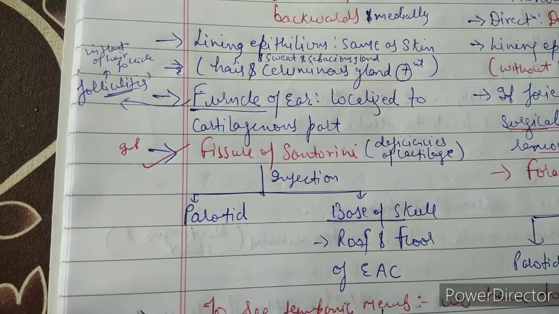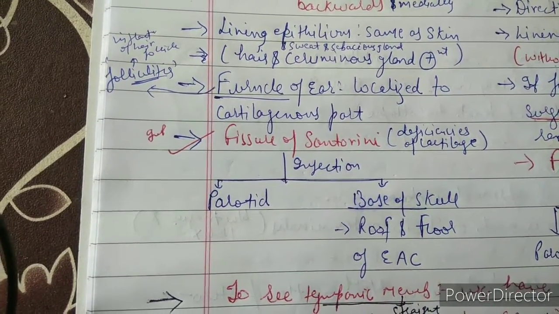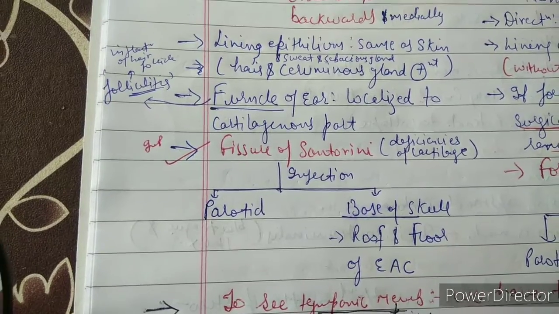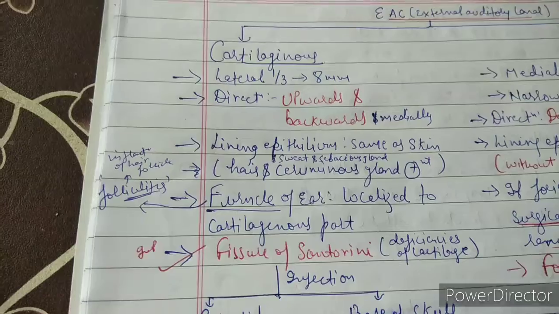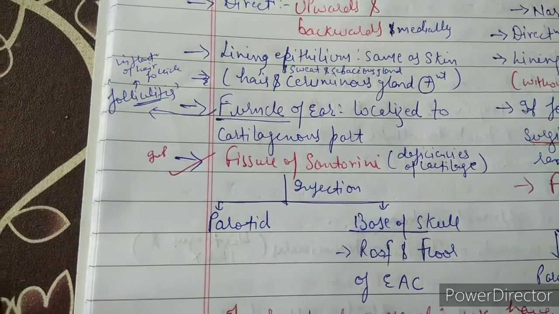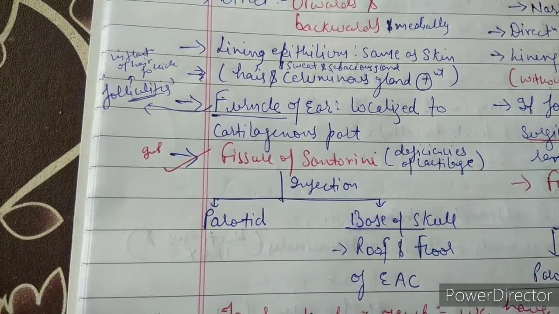Furuncle of the ear is localized to the cartilaginous part. Guys, furuncle means folliculitis, that is inflammation of the hair follicle. The hair follicles are present only in the cartilaginous part. That's why furuncle is only localized to the cartilaginous part.